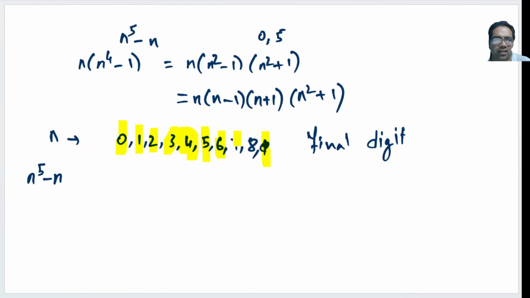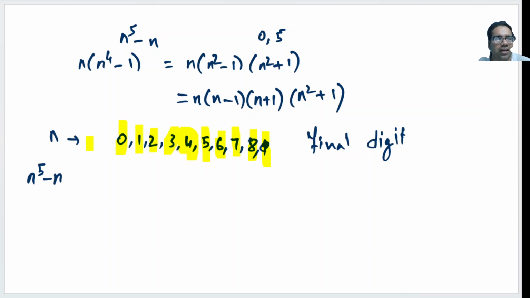Similarly, for 7, a number ending in 7, when you do the square of that, it will end in 9. 7 square is 49, right? It will end in 9 plus 1, which will end in 0. So this is also sorted. Similarly, 8. When a number is ending in 8, its square will end in 4. So its square plus 1 will always end in 5. So the product of all of it can be ending in 0, or in 5. So 8 is also sorted.